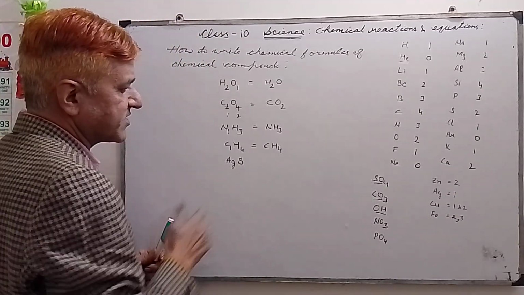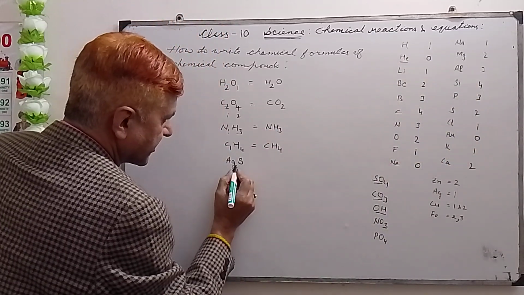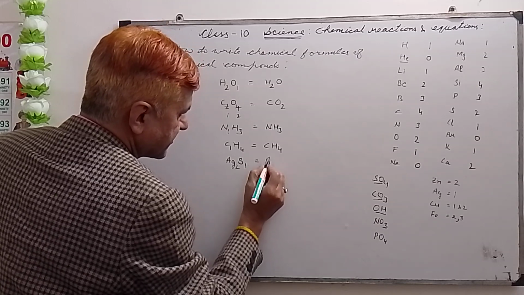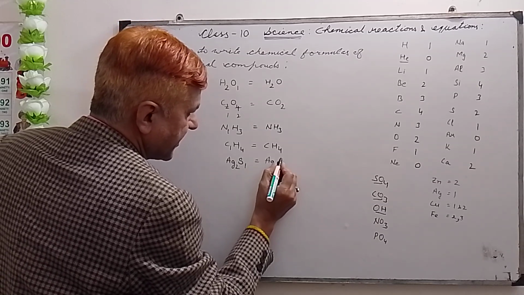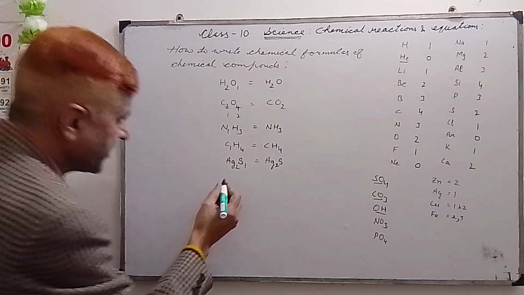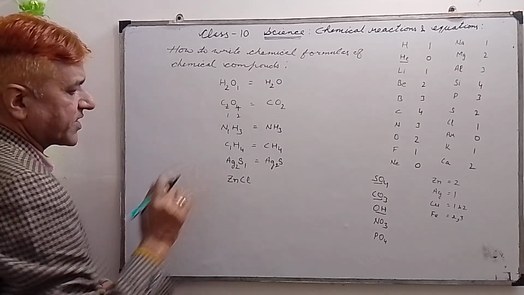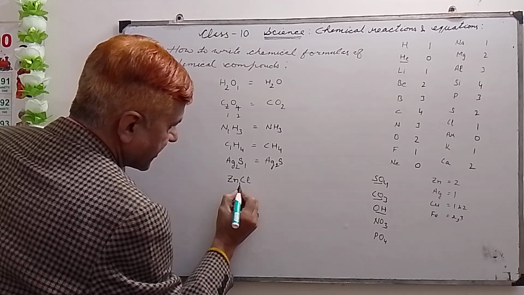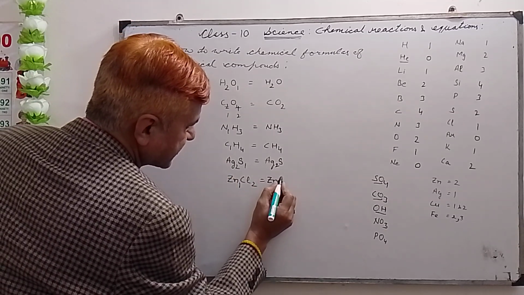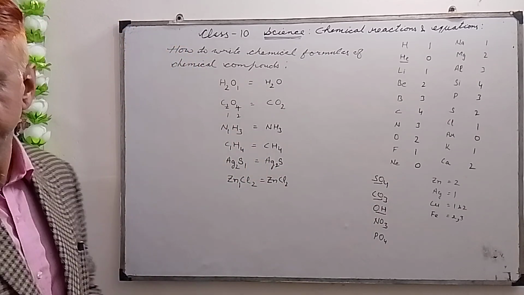So what is the valency of sulfur? 2. Where is sulfur? Here. Silver 1. So this will become Ag2S. Then we have zinc chloride. Zinc chloride is made up of zinc and chlorine atoms. What is the valency of chlorine? 1. What is the valency of zinc? 2. So this is equal to ZnCl2. This is the chemical formula of zinc chloride.